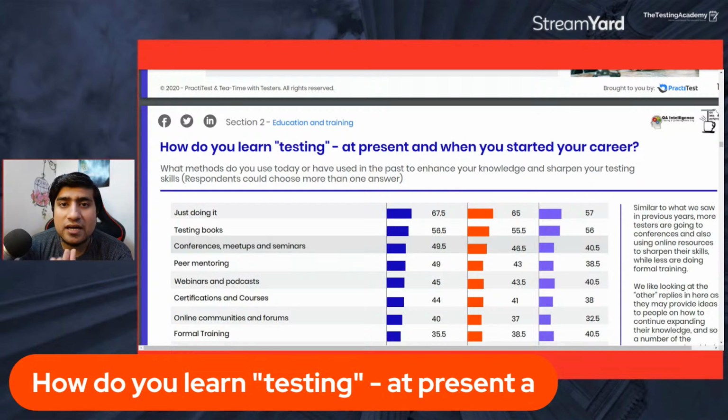Just by doing it. The second thing is books, conferences, meetings, webinars, formal training, online communities and forums, right? So again, it is decreasing in nature. But if you see 2020, 19 and 18, which are the different colors, 67% is still increasing. So just by doing it, pay attention to it. How do you learn about testing at present? Make sure you do the stuff on weekends. That's exactly what it implies. Let me know if you have any question.